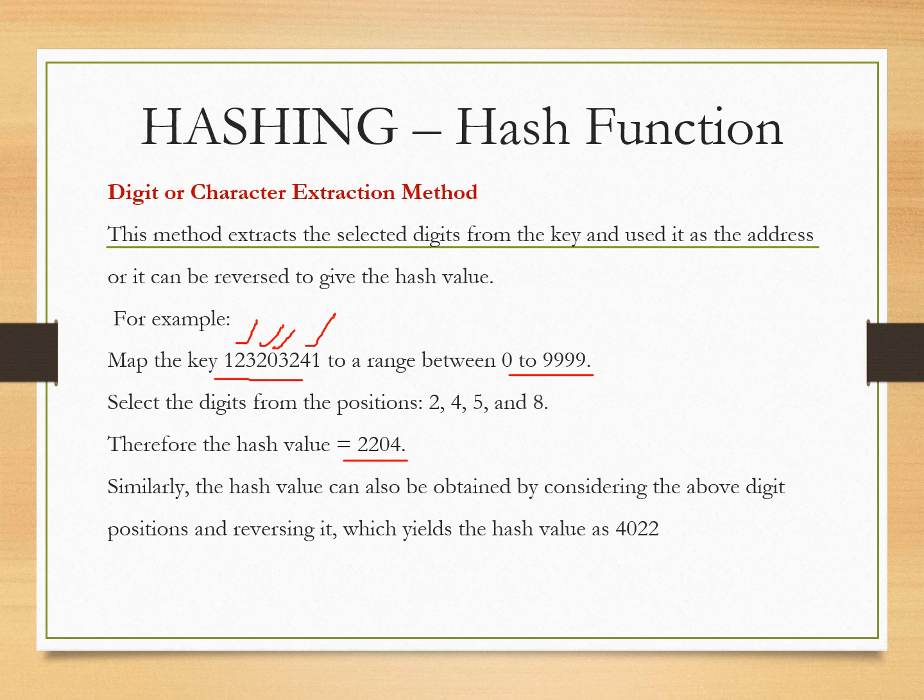And similarly, after obtaining this, you can even reverse it. So 4022 can be used as an index. So either the direct value or the reversed value. It all depends upon the user. The user has to fix on the hash function.